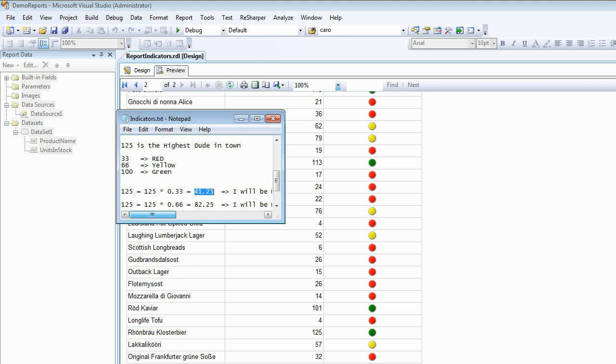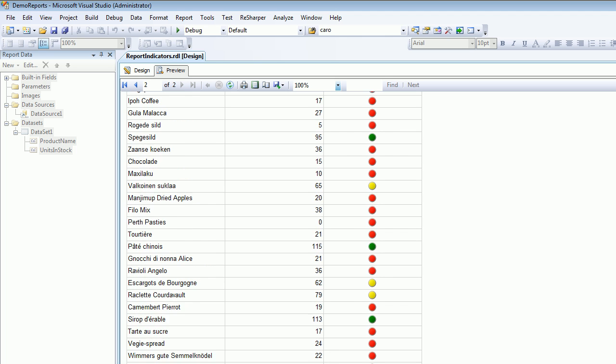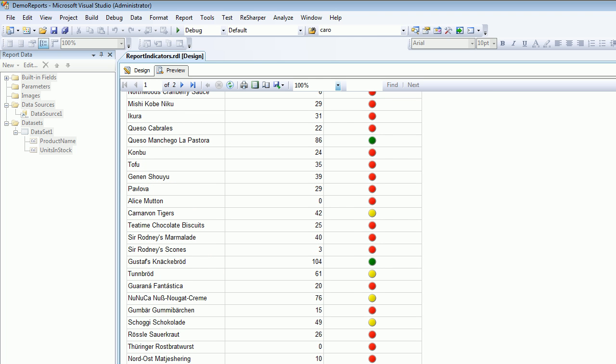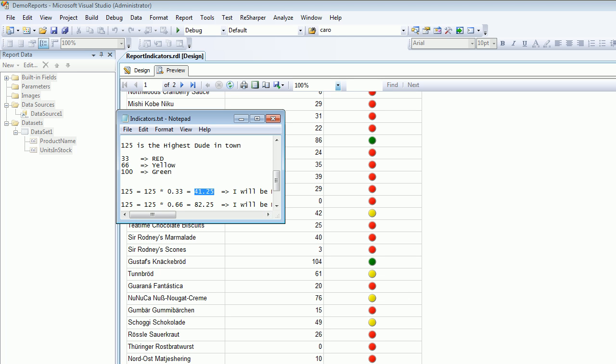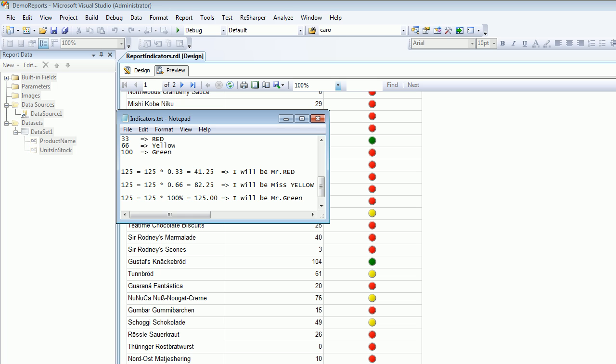Red, right? So let's see if we find any record lesser than 41. As you can see, you're seeing 40 here. This 40 is red because it is in the range of 0 to 33%. Likewise, the value below 41 is going to be red. That's why I've written, I will be Mr. Red. And the value of 66% of 125 is going to be 82.5. So I will be Miss Yellow. And the value above 82.5 is going to be green.